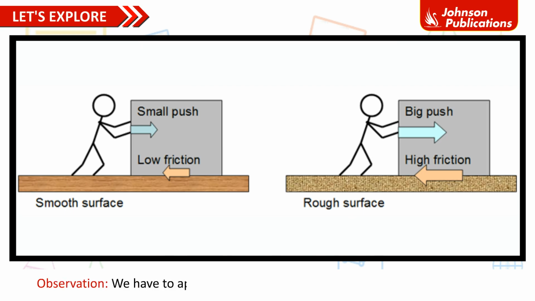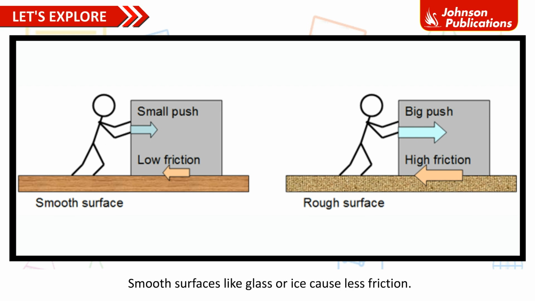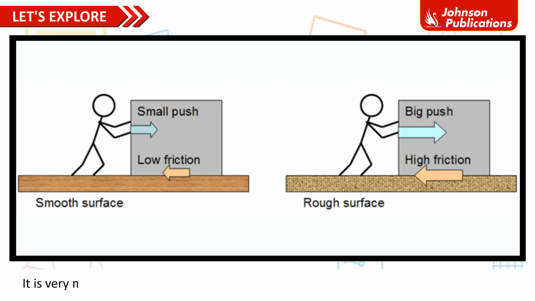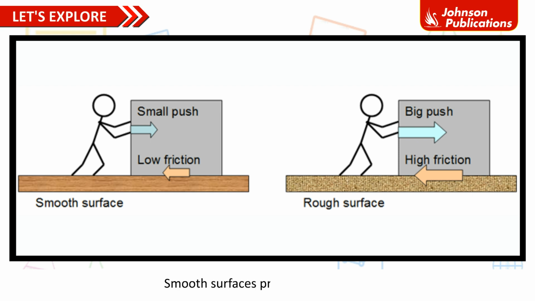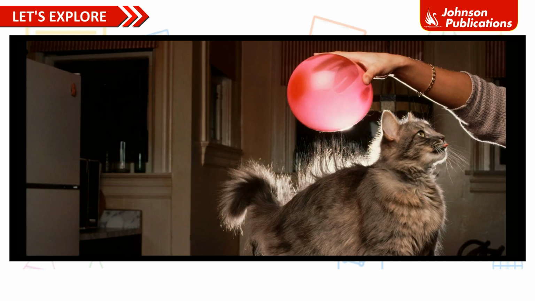Observation. We have to apply much force to push the object on the rough surface. Smooth surfaces like glass or ice cause less friction. Writing on a rough surface is easier than writing on a smooth surface. It is very difficult to walk on a very smooth surface as compared to a rough surface. Smooth surfaces provide less friction.